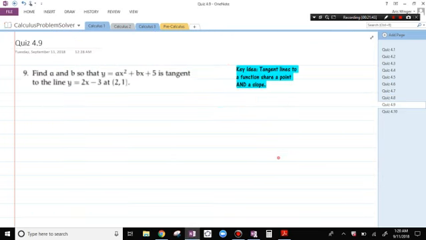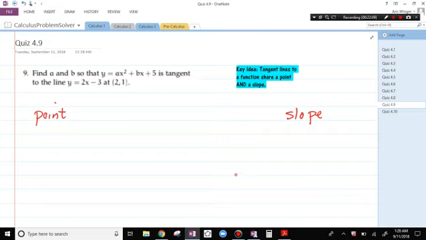Find a and b so that y equals ax squared plus bx plus 5 is tangent to the line y equals 2x minus 3 at 2, comma 1. We've seen this key idea before, that tangent lines to a function share a point and a slope. If they share a point and they share a slope, that's going to give us two equations and two unknowns. And we have two unknowns, a and b, that we actually need to solve for.